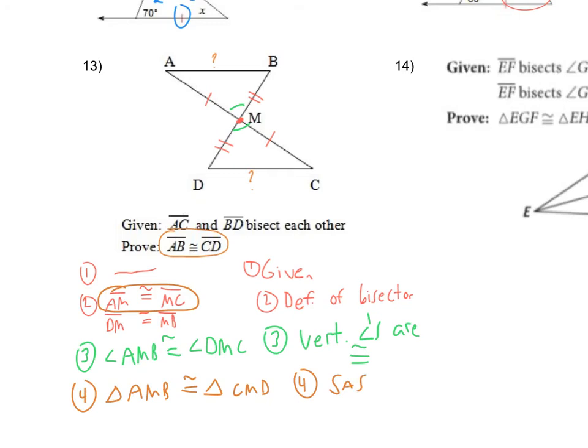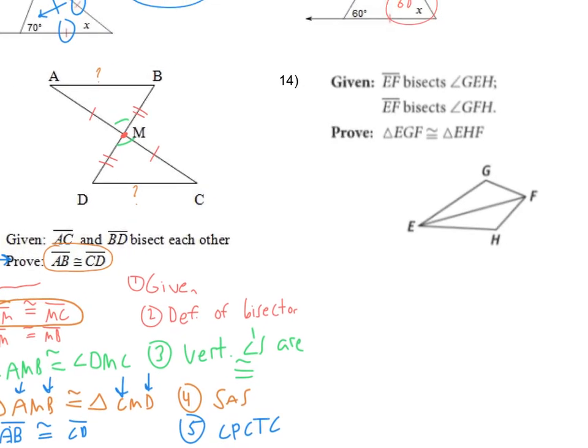And now that the triangles are congruent, we know all of their corresponding parts are congruent. So therefore, let's make sure this matches up. AB, the thing we're trying to prove, AB, right? AB matches up with CD. Yep, so those are corresponding segments. So AB must be congruent to CD. And that's the one: corresponding parts of congruent triangles must be congruent.